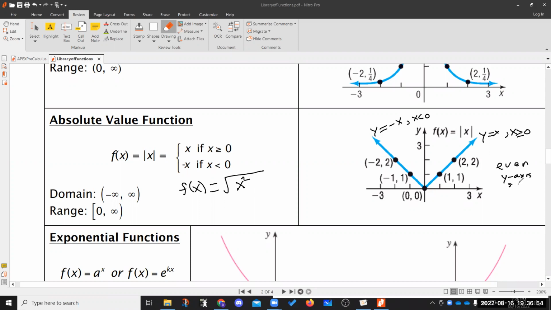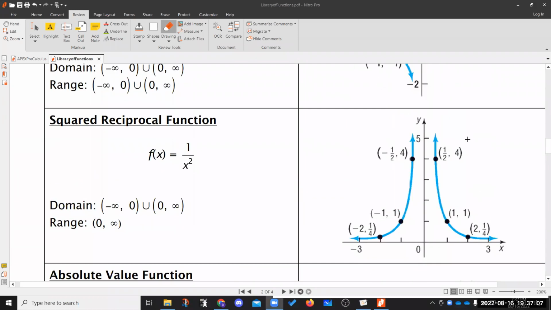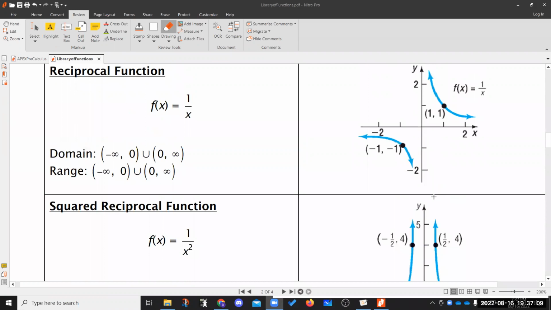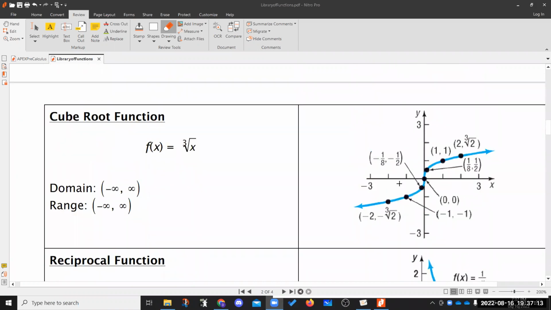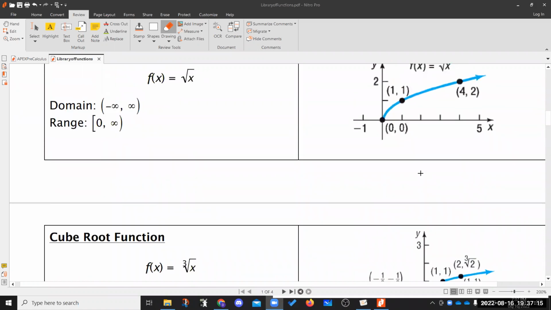We didn't talk about that with any of the other functions, but we'll go back there in just a second to note which ones are even and which ones are odd. Let's do that right now while I'm thinking about it. This is going to be an even function that has y-axis symmetry. This is going to be an odd function that has origin symmetry. This is an odd function that has origin symmetry.